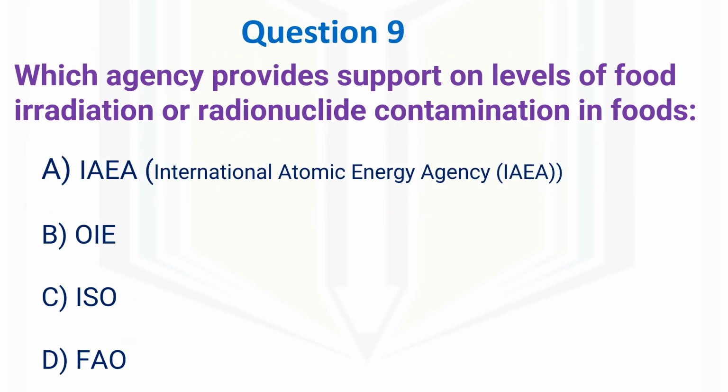Question number 9, which agency provides support on levels of food irradiation or radionuclide contamination in food? Options are International Atomic Energy Agency, second option is OIE, third is ISO and last one is FAO. Correct option is option number A, International Atomic Energy Agency. So the headquarters of this organization is Vienna, Austria, and it was founded on 29th July 1957.